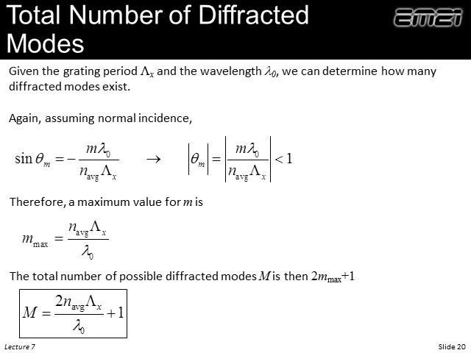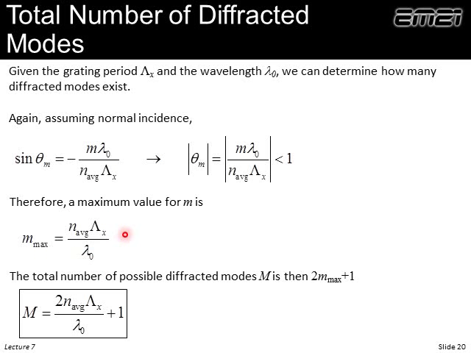So what about the total number of modes given some grating period? We know long periods diffract into a whole bunch of different modes. Again, for simplicity, let's assume normal incidence. So assuming normal incidence, our grating equation reduces to this. We want to figure out what are the conditions that keep this angle real. That would mean this argument has to be less than 1. Now we can figure out what the maximum diffracted order is that leads to that.